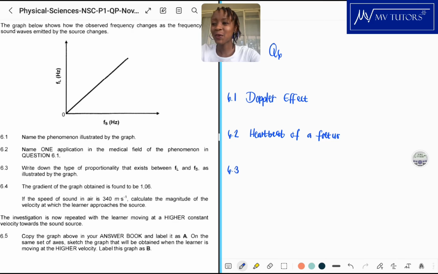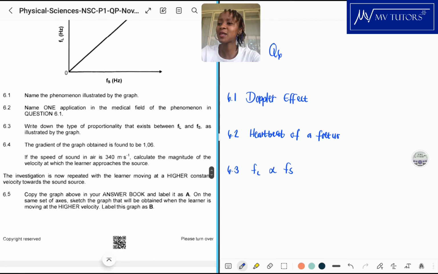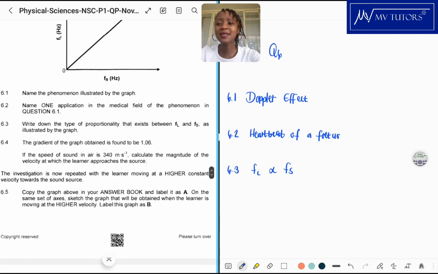Okay, so 6.3, write down the type of proportionality that exists between the frequency of the listener and the frequency of the source as illustrated by the graph. So we can see here, like we said, what we observed, the frequency of the listener is directly proportional to the frequency of the source. Okay, so this question is going quite fast.